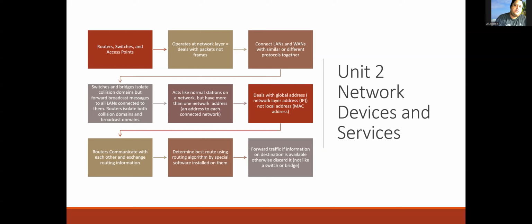But they forward broadcast messages to all LANs connected to them. So they send out signals to everybody saying, hey, we're looking for this, we're looking for this. Then it'll respond that I'm over here, then it sends information that way. Routers isolate both collision domains and broadcast domains. They act like normal stations on the network, but have more than one network address, an address to each connected network.